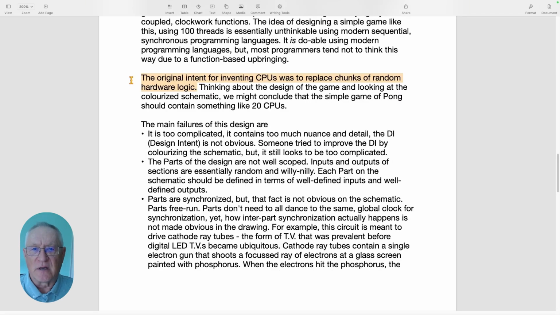The original intent for inventing CPUs was to replace chunks of random hardware logic. In 1972, if we had all the money in the world, this game would have contained something like 20 CPUs instead of random logic that's hard to understand.